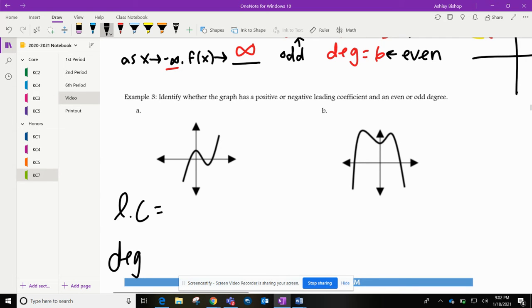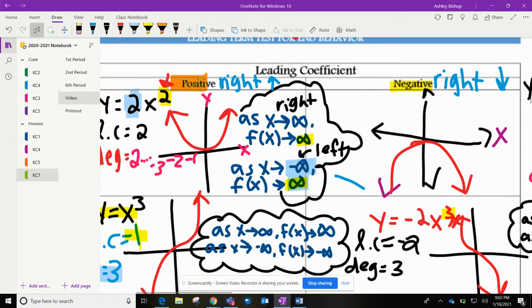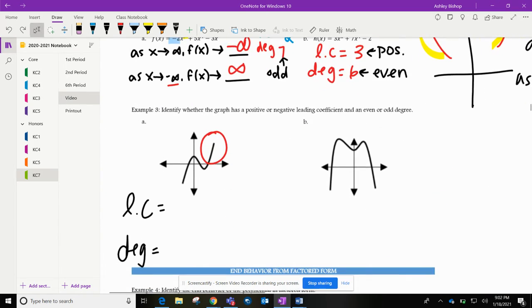Well, we can only tell based on the end behavior. So the end behavior, we're always going to go based on the right side of the graph. The right side of the graph is going up, right? The right-hand side is going up. So let's go back to my chart and see what we know. When the right-hand side's going up, that's written over here in orange. That means I must have a positive leading coefficient. So my leading coefficient is going to be positive. So I answered that question.